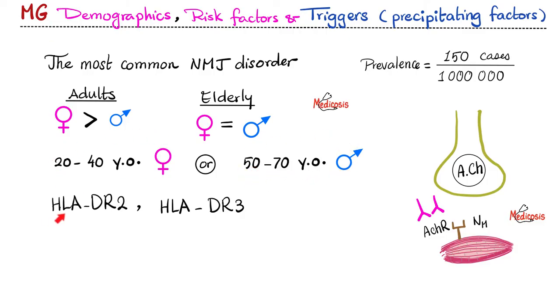Myasthenia gravis is associated with HLA-DR2 and HLA-DR3. What other diseases are associated with HLA-DR2 and HLA-DR3? If you know the answer, please let me know in the comments.